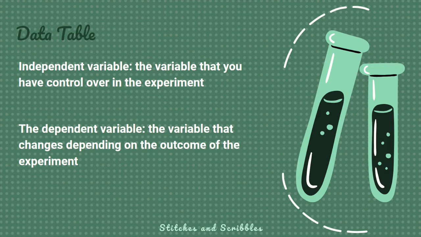Your independent variable is the variable that you have control over in the experiment. The dependent variable is the variable that changes depending on the outcome of the experiment. So the dependent variable is usually what you end up recording as well.